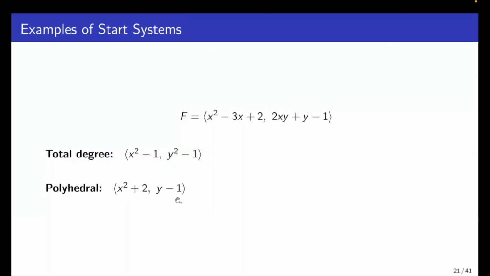Now, I was able to run this polyhedral homotopy for this very small system. And here's an example of a start system for polyhedral homotopy. Here you can see that there are only 2 solutions, and that's in fact the BKK bound of this system. So in this case, polyhedral homotopy would only track 2 paths versus the total degree would track 4. So in this case, the polyhedral homotopy is much more efficient.